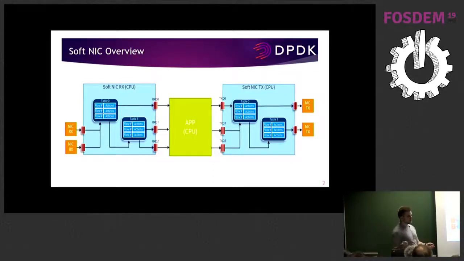So the application can pick the packet from the software queue, do whatever packet processing it has to do, and then it puts it onto our TX software queue, and it's ready for SoftNIC to take it back and do all the TX stuff that it likes to do.